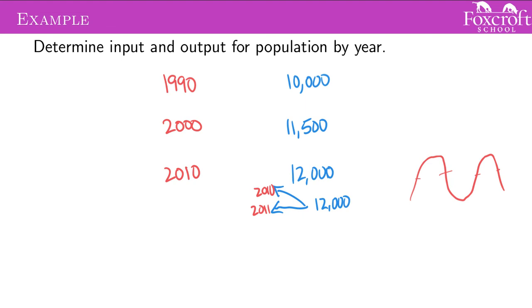This is a general thing: normally, when you have time, it is going to be your input, because if I put in one year, there's only one population associated with that year. If I put in this year, there's only one possible population for that year. So my input is going to be the time, the year, and my output is the population. I'm just making sure there's no situation where I can put in one thing and get out multiple things.